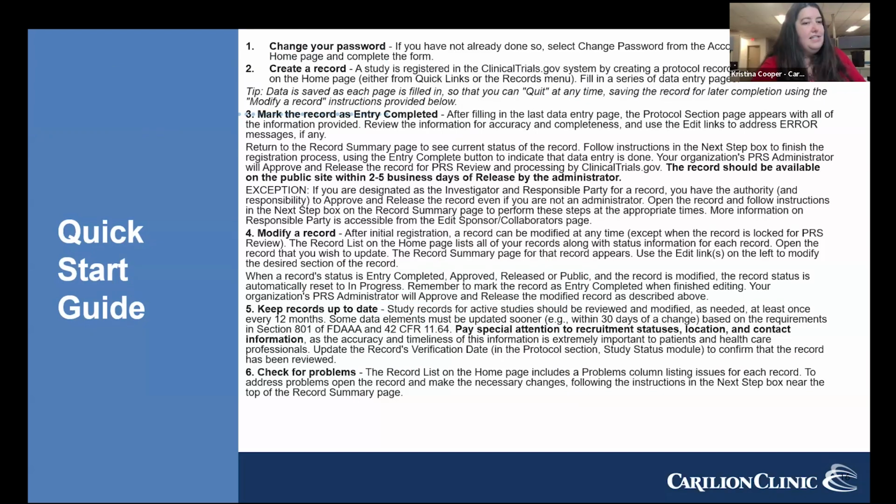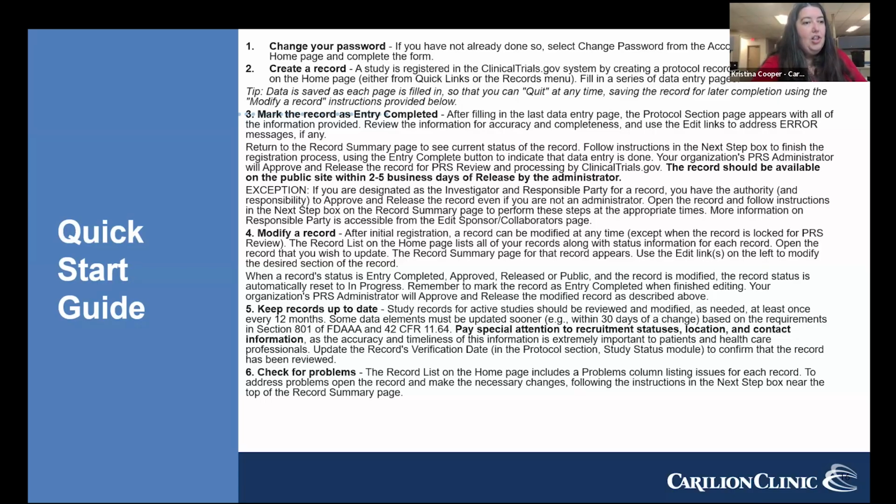Quick start guide. This is in the PRS and is available to you, so I won't go through all of it, but just so you know how to do it, the very first thing you're going to do is change your password from the one they provided. It will guide you on how to create a record in the system. There are very helpful training tools in there on what they're asking for and the definitions they want. You would go through it.